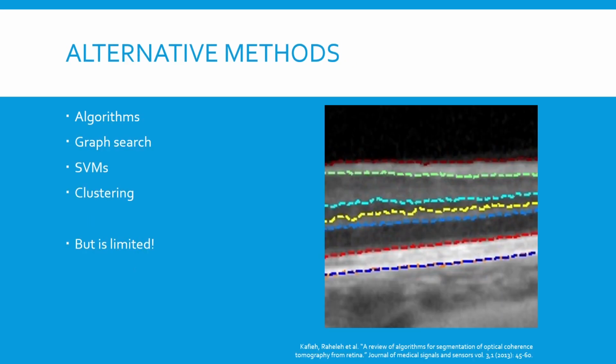The other techniques to try and circumvent this and do it automatically are detailed in a paper which is a meta review of algorithms for OCT segmentation, published in the Journal of Medical Signal Sense in 2013. It documents many of the most effective techniques for this: segmenting algorithms using graph search, 3D graph search, and clustering.